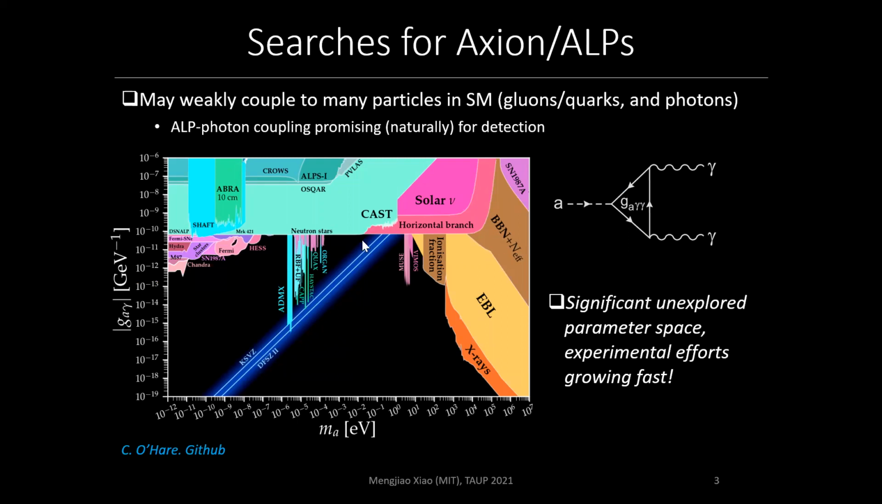This plot shows the current constraints on the axion-photon coupling. Here, the x-axis is the axion mass, and the y-axis is the coupling parameter, g_aγ. So there is significant unexplored parameter space. Experimental efforts are growing fast. In particular, I would emphasize the unique role of astrophysical observations to probe the low mass region.